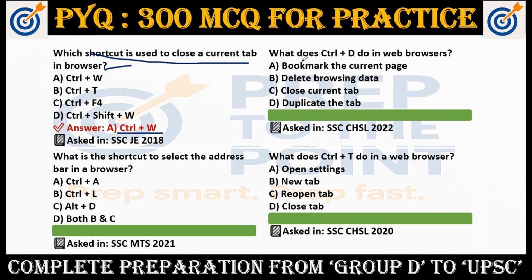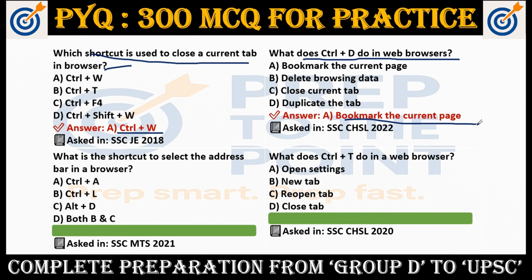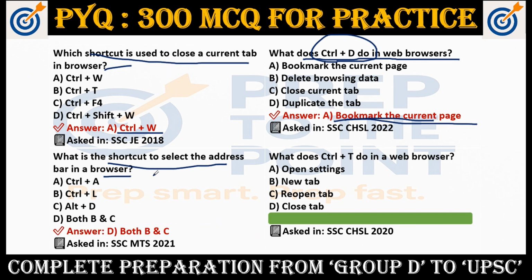What does Control plus D do in web browser? Bookmark the current page. Control plus D for bookmark the current page. What is the shortcut to select the address bar in browser? Both B and C. Control plus L, Alt plus D to select the address bar in browser. What does Control plus T do in web browser? Correct answer is new tab. Control T for new tab.